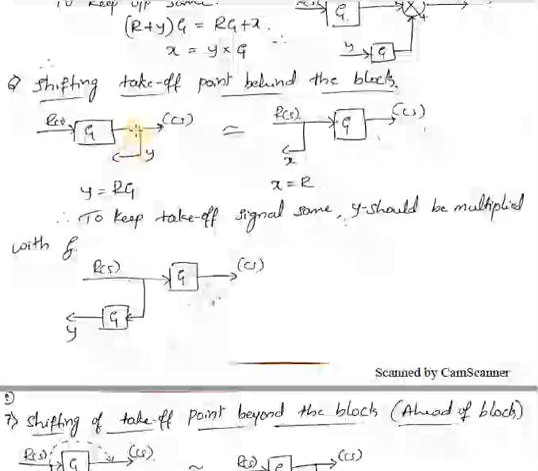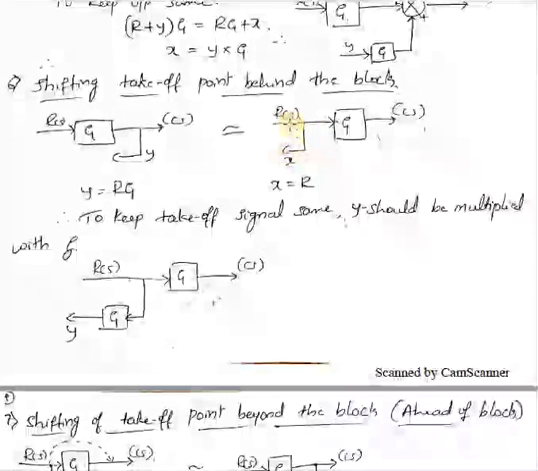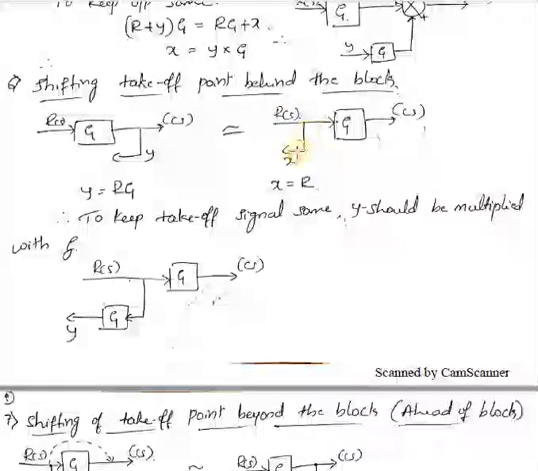R into G. When you shift this takeoff point before the block, I will replace it by X. So at that time here it is having only R. But to keep the takeoff signal value the same, what do we have to do? We need to multiply this X with G.